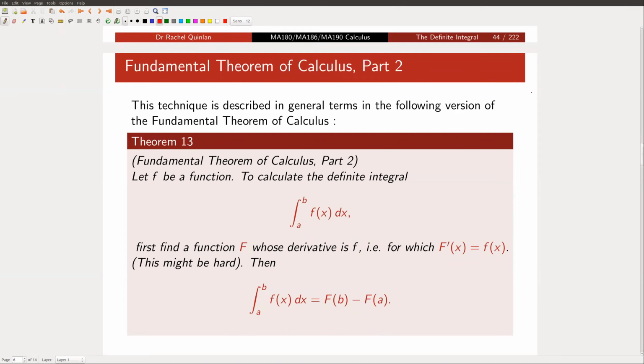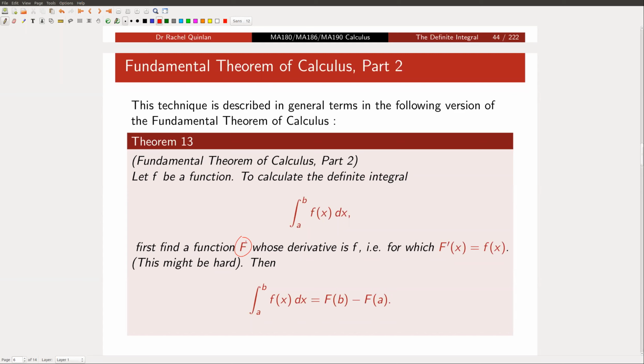it's an instruction about how to use the fundamental theorem to calculate a definite integral. What it says basically is, if you want to calculate a definite integral from a to b of some function f, first of all, find a function capital F whose derivative is the little f. Okay, that might be hard, and that's what we're going to occupy ourselves with now, techniques for trying to do that. But if you can do it, then to calculate the definite integral, you just plug the values a and b, the limits of integration, into your capital F, subtract the value at a from the value at b, and that is your definite integral. And that's what we just did for that example.